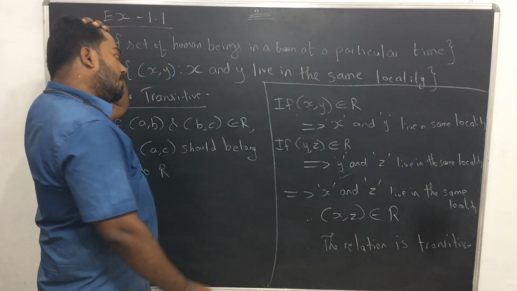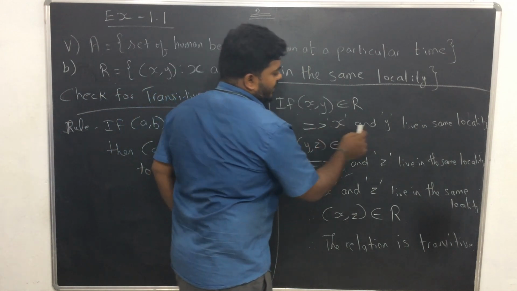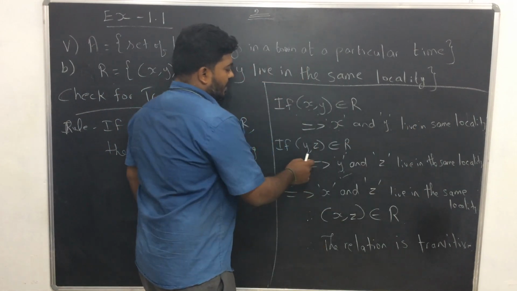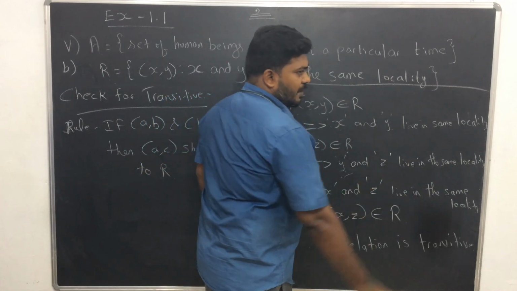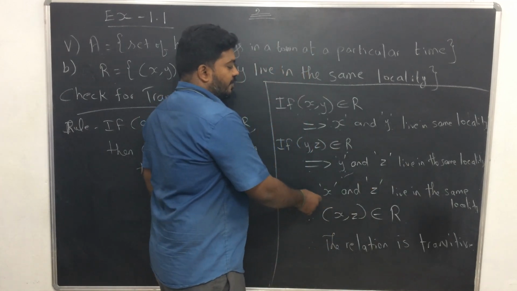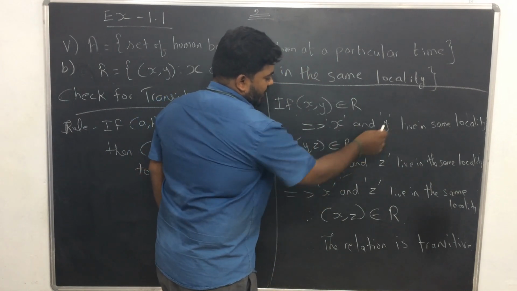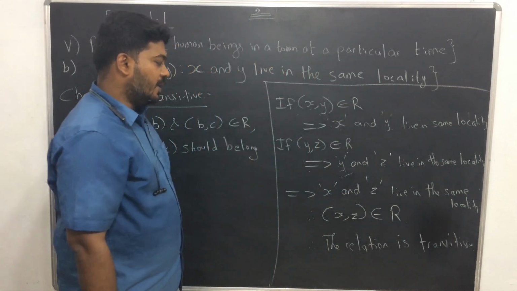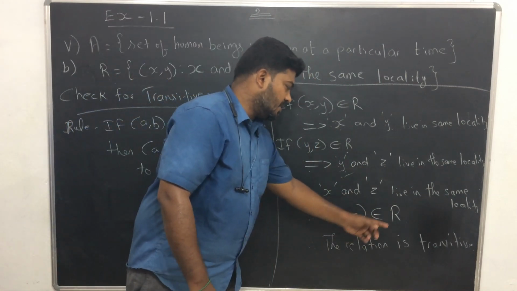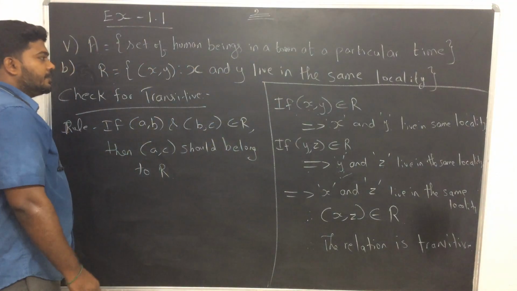So, how did we start? We started by assuming x comma y to be in the relation. So, this implied that x and y live in the same locality. Then y comma z, if I take it to be in the relation, it implied that y and z live in the same locality. Now, from these two statements, we can say that y is common. So, we can say that x and z, of course, live in the same locality. Therefore, x comma z belongs to the relation R, and this relation is transitive.